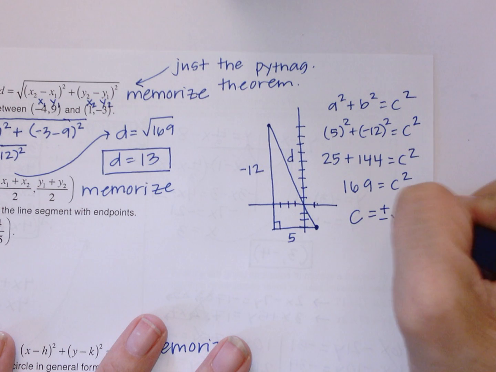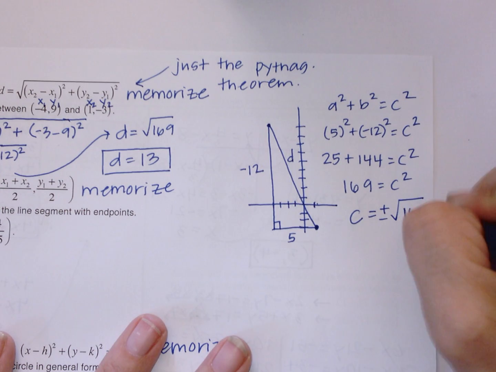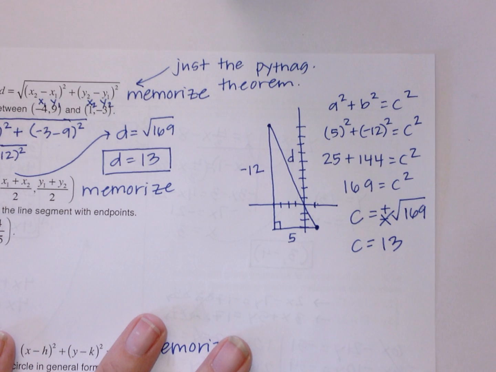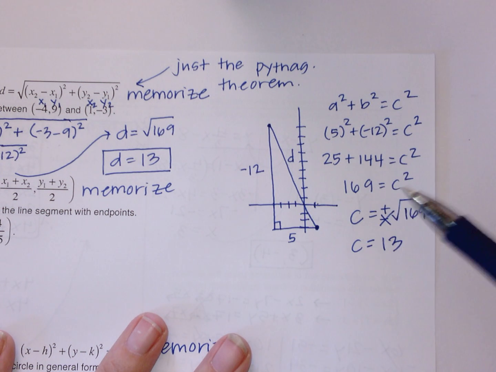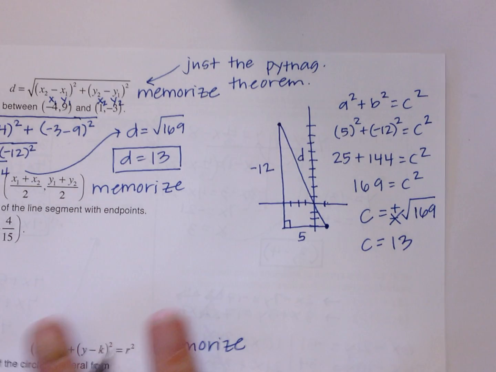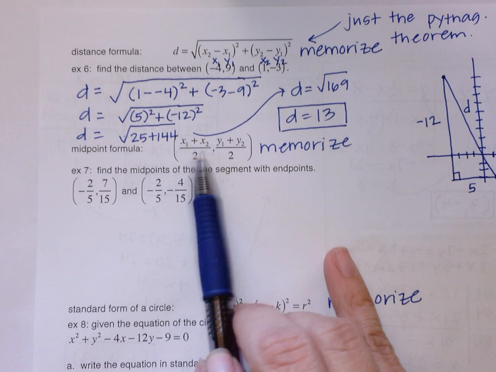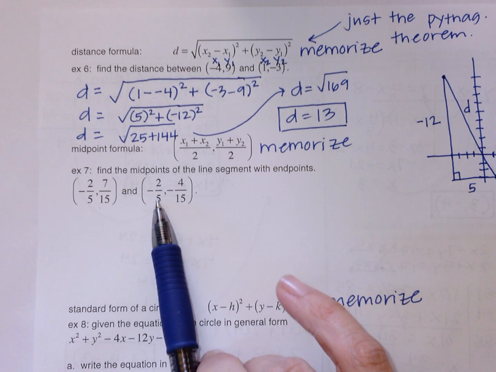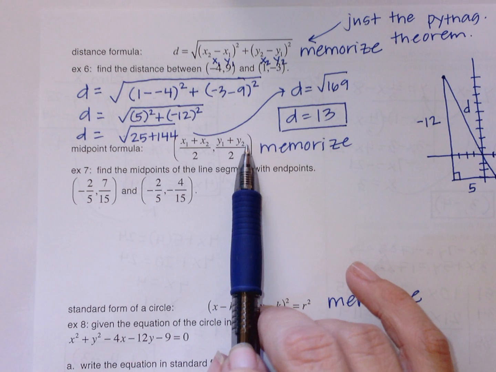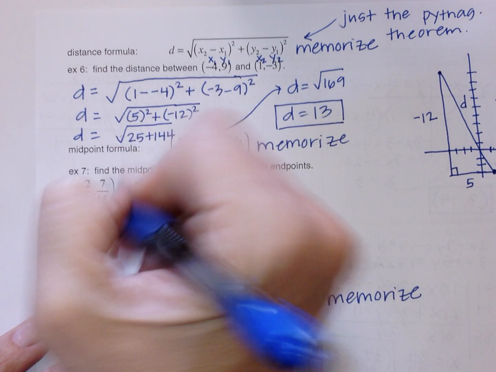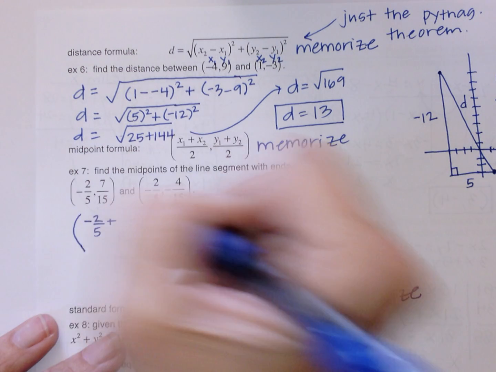So when you do it this way, you get that c is equal to plus or minus the square root of 169, but because we're talking about a distance, you don't do the minus, so we just get 13. So that's pretty cool. If on the test you forget to memorize the distance formula, but you remember that it's really just the Pythagorean theorem, you can use that as well. Moving on, now we have this midpoint formula. Notice the midpoint formula is just averaging the two x coordinates and the two y coordinates to find what's in the middle. That's how you find an average. So I keep saying you have to memorize, but really it's not that big of a deal.